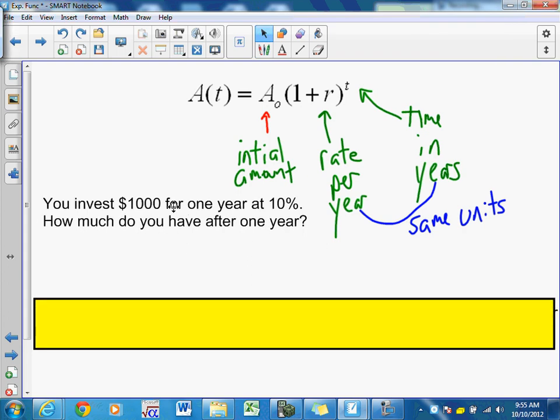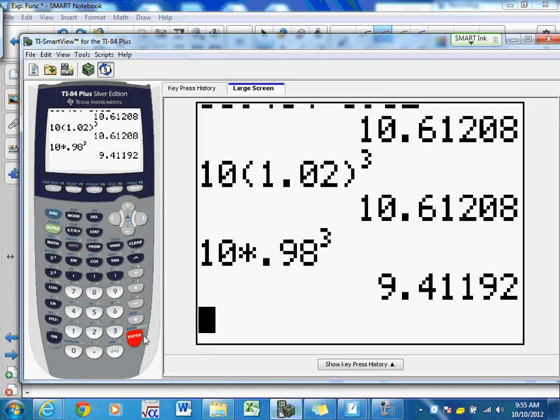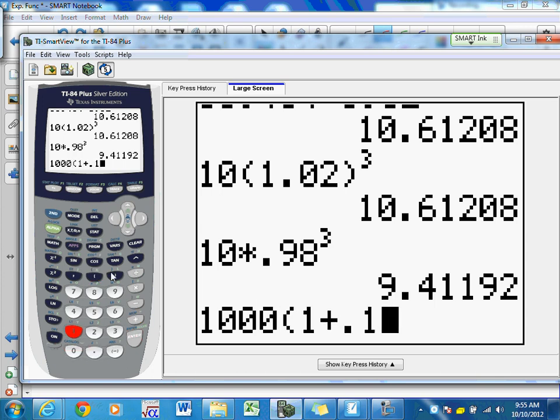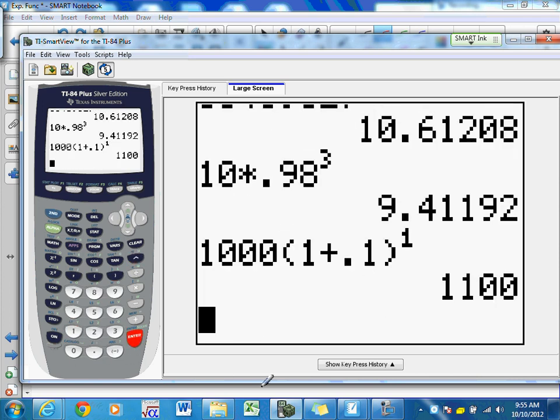You invest $1,000 for 1 year at 10%. How much do you have after 1 year? So my initial amount is 1,000. My rate for 1 year is 10%, so it's 0.1. For 1 year, my t is 1, and I get my answer in my calculator: 1,000 times 1 plus 0.1 raised to the 1, and I get 1,100.